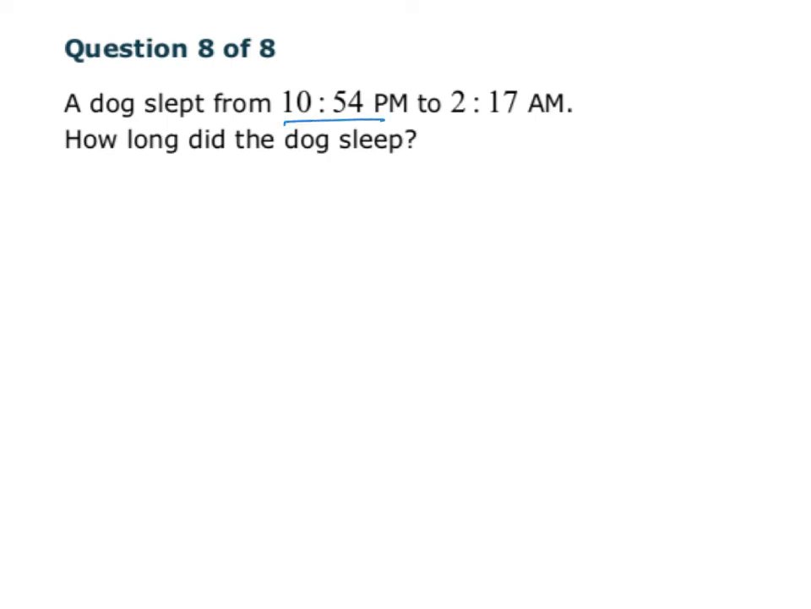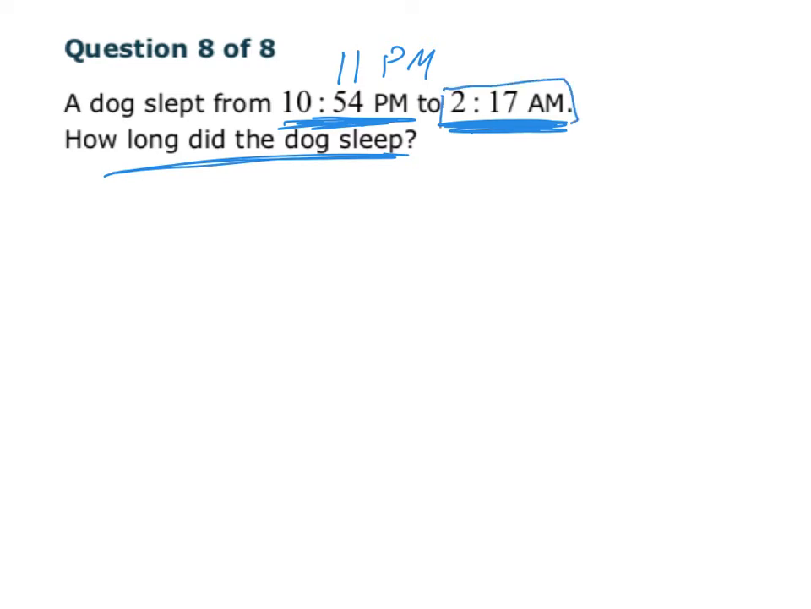Okay, a dog slept from 10:54 p.m. to 2:17 a.m. How long did the dog sleep total? Didn't sleep very long. So this is late at night to really early in the morning. Got to make sure my answer makes sense. Okay, so let's say it slept from 11 p.m. to 2:17 a.m. Okay, let's just suppose that. That's 6 minutes away. So from 11 to 12 to 1 to 2 is 3 hours, and then 17 more minutes. Okay, so it slept that long, but I have to add 6 more minutes here for a total of 3 hours and 23 minutes.